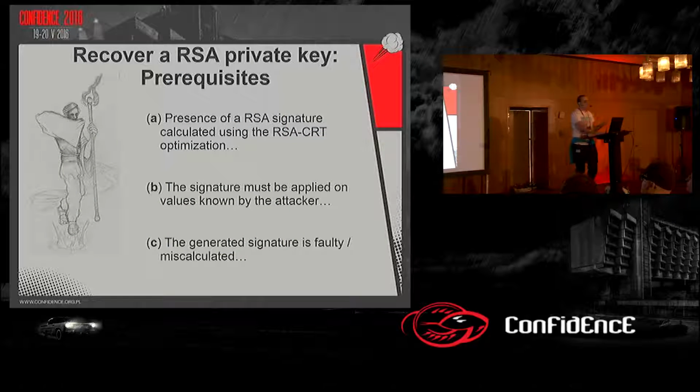So to recover the private key, we need 3 prerequisites. We need the presence of an RSA signature, which must be calculated using the RSA-CRT optimization. The signature must be applied on values that the attacker knows in clear text. And the generated signature, of course, must be faulty. This means that the server in some way must miscalculate this signature.